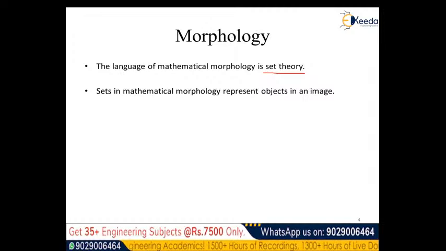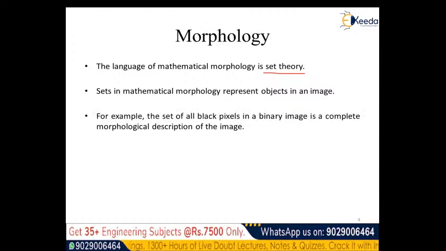Now, mathematical morphology being set theory, we have sets representing the objects in the image. Let us take one example, where the set of all the black pixels in a binary image is a complete morphological description of the image. Various types of images we have studied: binary image, grayscale image, and color image. If we take the binary image, we have only two options, either white color or black color. So if we collect all the black pixels, they will form a set. Let us say this is just the object inside the image.